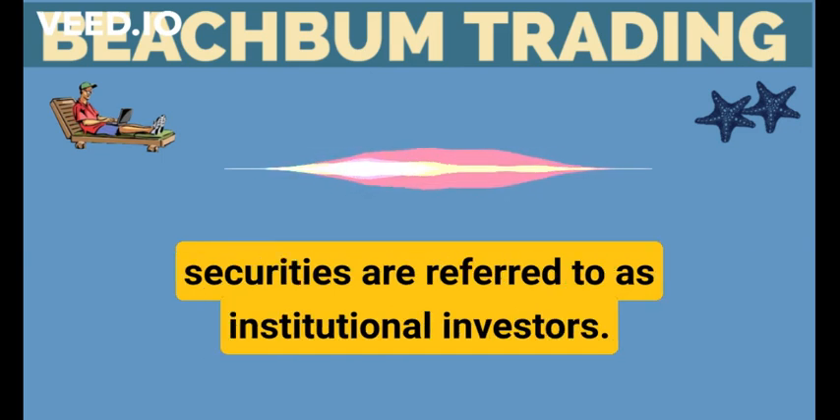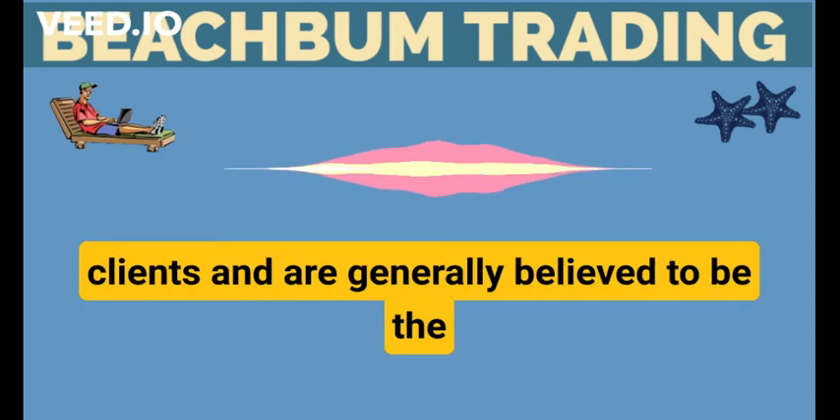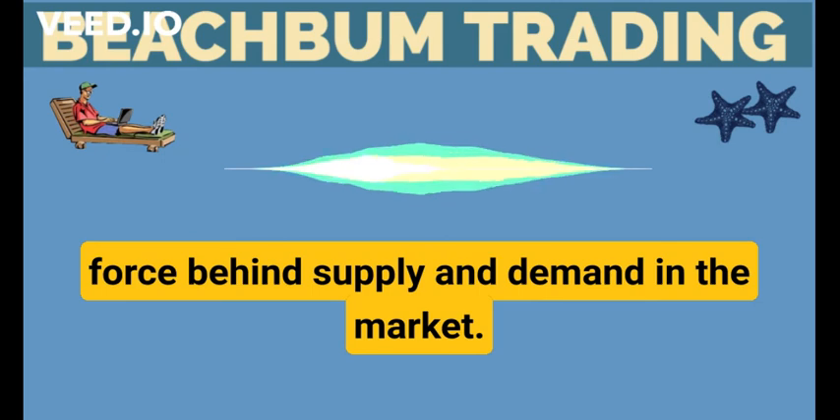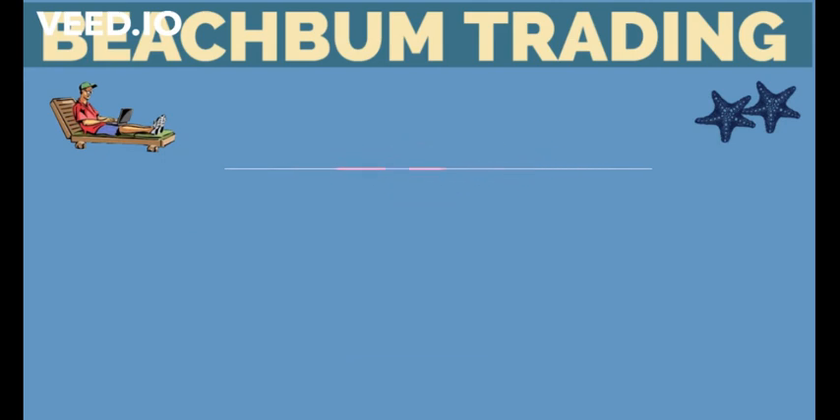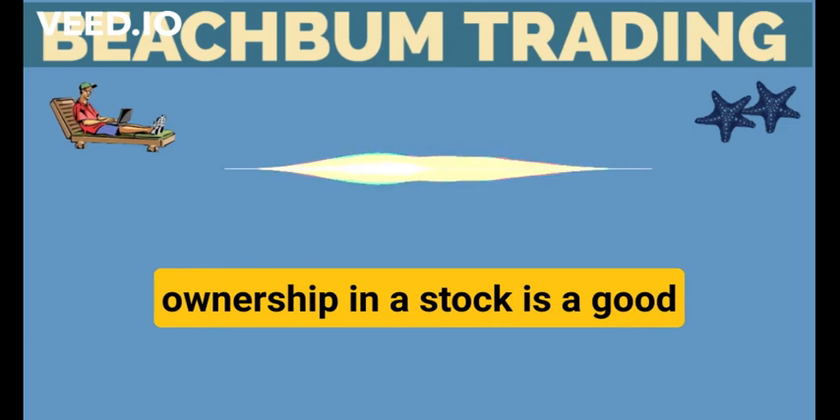Institutional ownership: organizations that control a lot of money, such as mutual funds, pension funds, or insurance companies, which buy securities, are referred to as institutional investors. These entities own shares on behalf of their clients, and are generally believed to be the force behind supply and demand in the market.